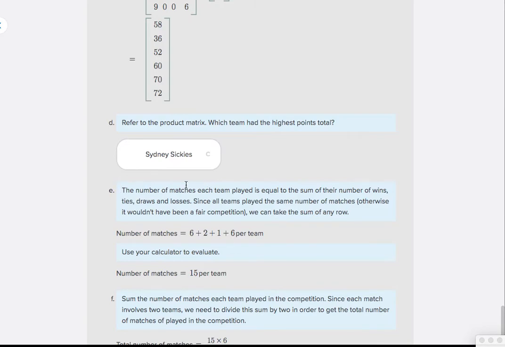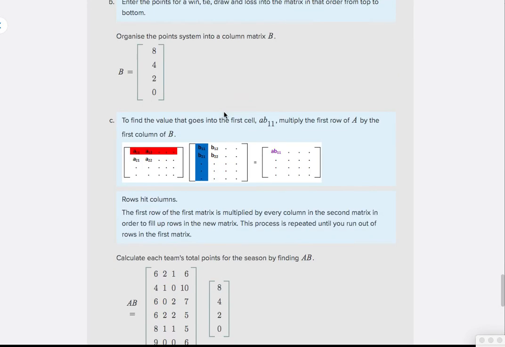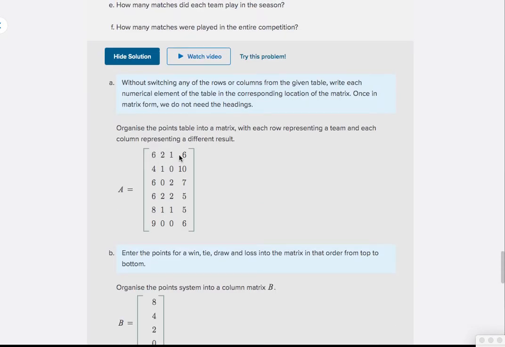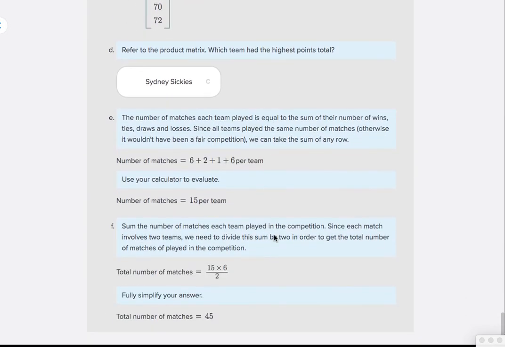Question E was the number of matches each team played. So that was just the total number of wins, ties, draws and losses. That's just counting across here, which should be the same no matter which one you look at. Each team has 15 matches.